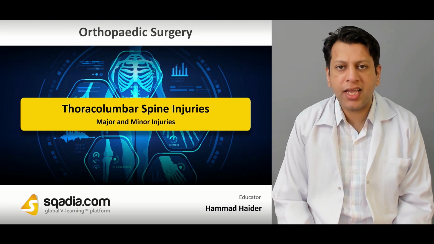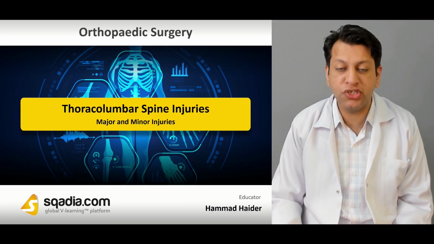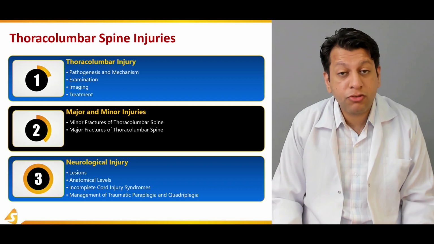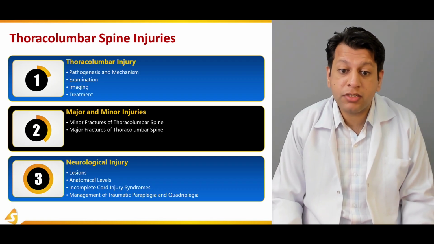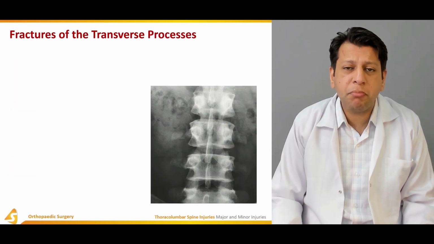Now, moving on to our next section, that is the major and the minor thoracolumbar spine injuries. In the first part, we'll be discussing the minor fractures of thoracolumbar spine injury. In the next, we'll be discussing the major fractures of thoracolumbar spine injury. What are the minor fractures?